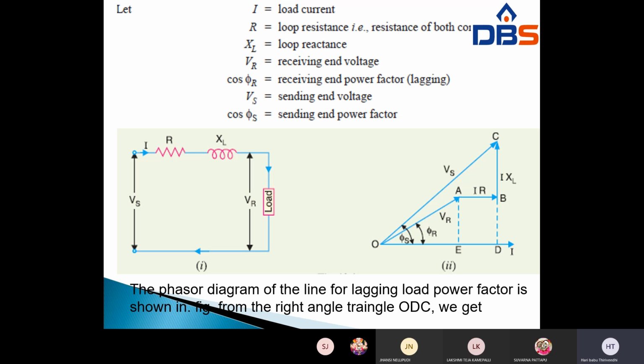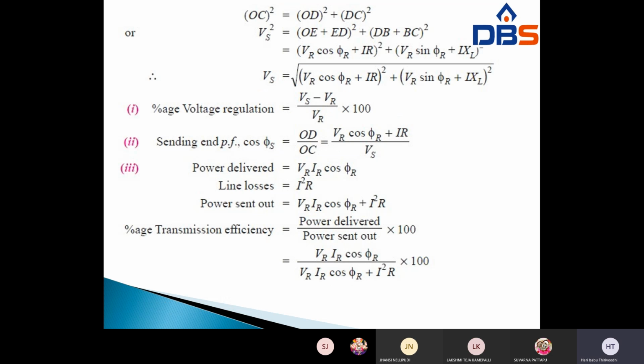Efficiency is nothing but power delivered to power sent out: VR IR cos phi R divided by VR IR cos phi R plus I square R losses, into 100. So look at the equations. These were all discussed last class.